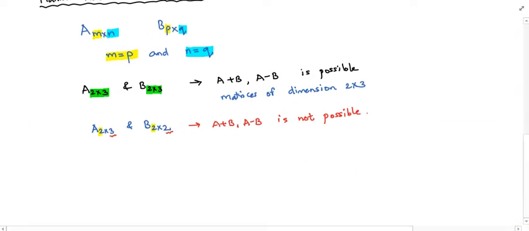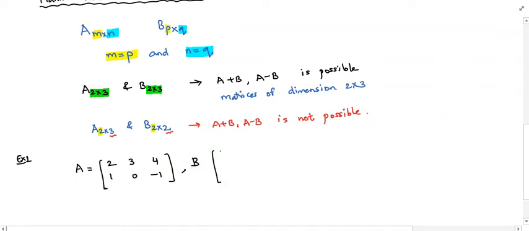Now let's come to the calculation. How do we add two matrices? Let us consider A is the matrix. This is an example. A is a matrix, say let us take any numbers: 2, 3, 4, 1, 0, minus 1, and we have matrix B as, say, 7, minus 1, 2, 0, 1, 1.